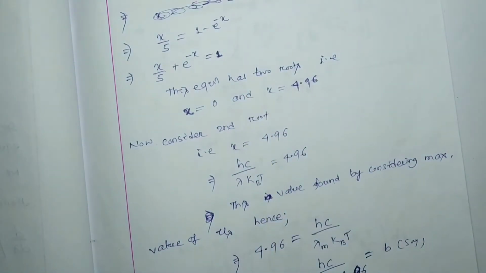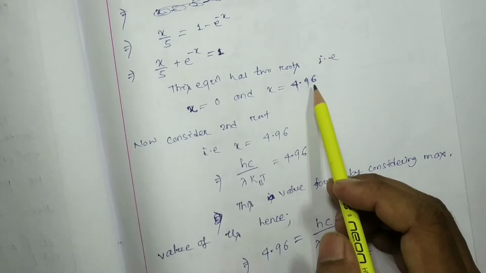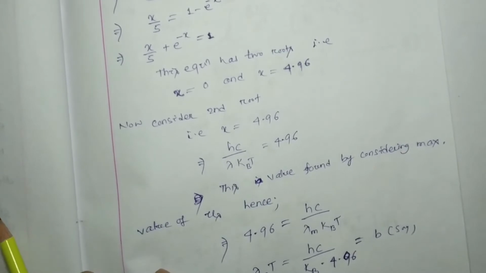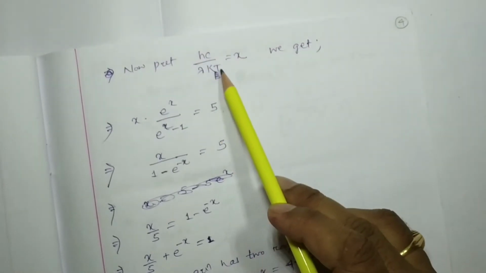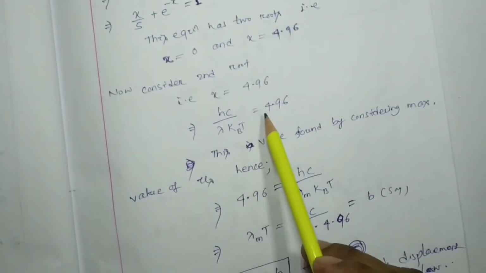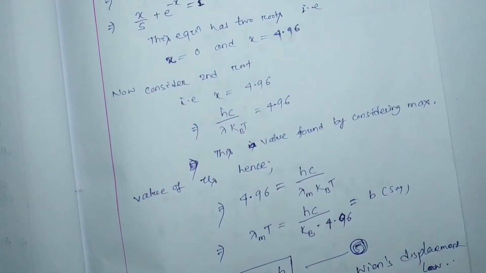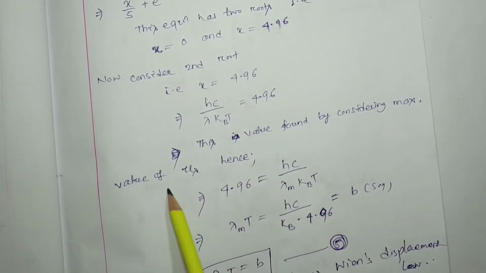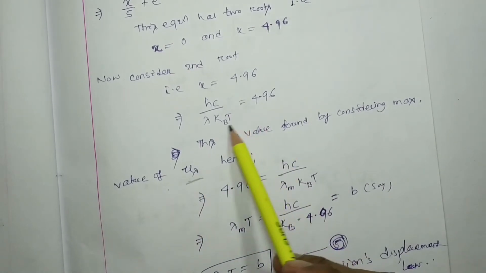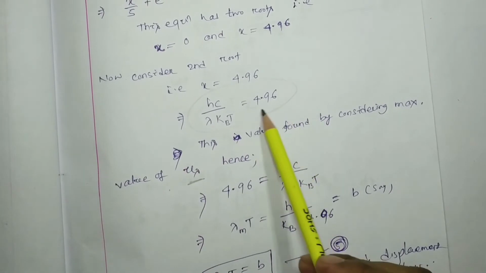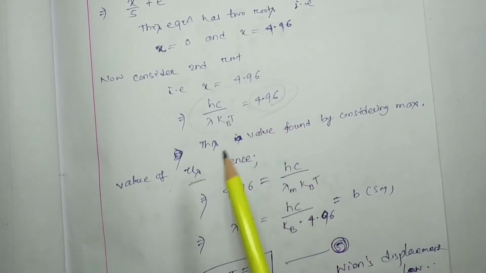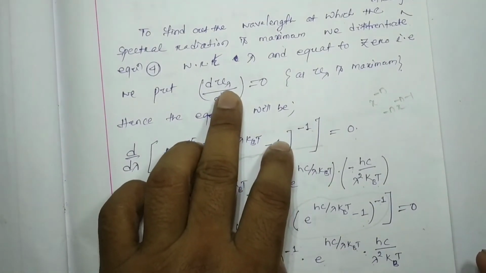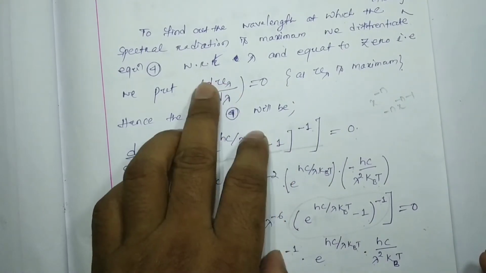So if we consider the x value to be this one, 4.96 is a constant, then x equal to hc by lambda kBT. So hc by lambda kBT will be equal to 4.96, okay, and this value was found by considering the maximum value of u lambda. So how did we find this value? We found this value equal to this much when we consider lambda to be maximum, where your u lambda is at its maximum value. So the differentiation of u lambda equal to 0.